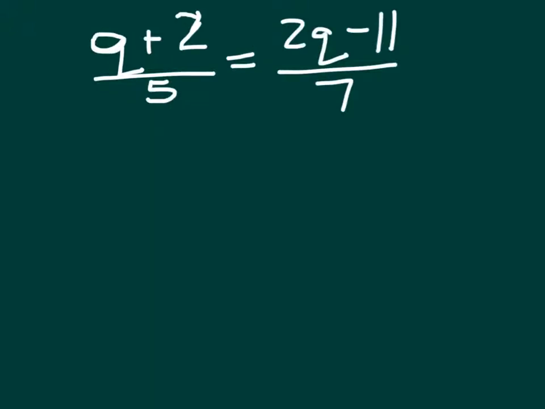Now we're going to be solving a multi-step proportion. This time we're going to be doing 5 times 2q minus 11 and 7 times q plus 2. One of the important things to remember is that when you have a divisor line like this, that means that the things on top and bottom are in parentheses. So you're going to be using the distributive property to solve this. You're going to go 5 times 2q and 5 times negative 11. So 5 times 2q is 10q, and 5 times negative 11 is negative 55.